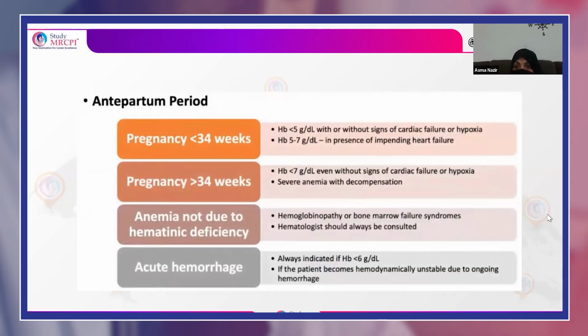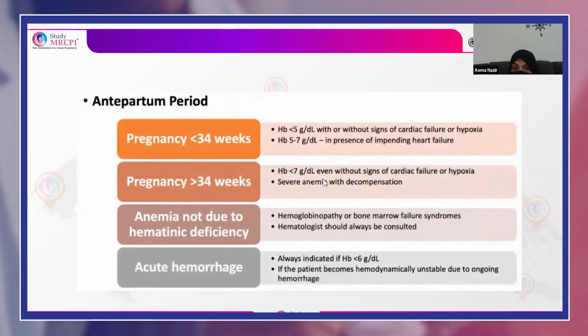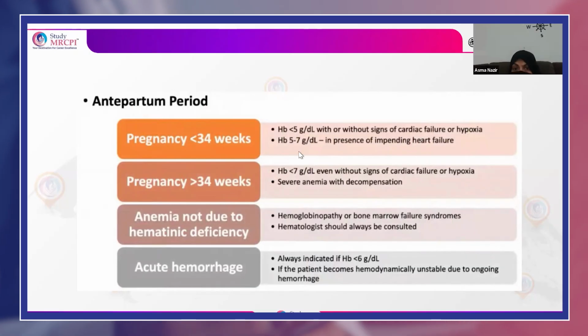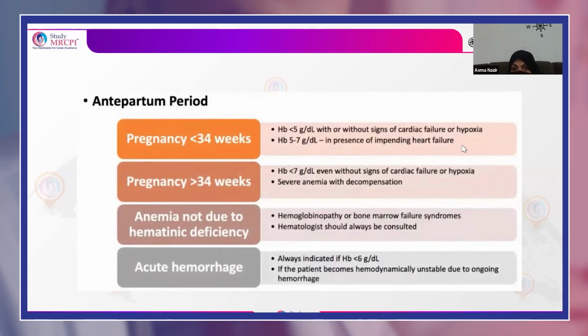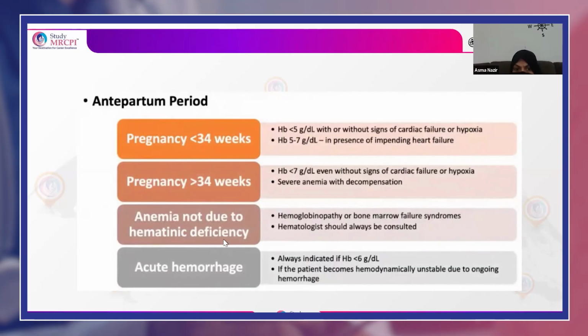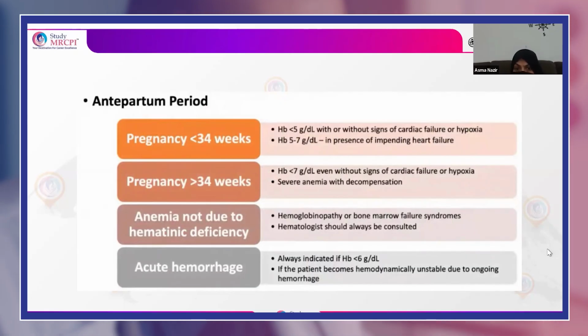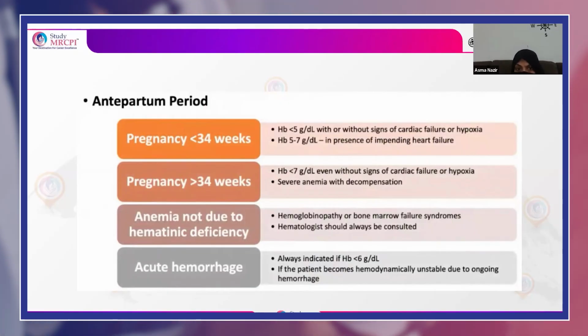And these are some important slides to go through regarding the patient management, that in pregnancy at less than 34 weeks, what we have to do if hemoglobin is less than 5 with or without signs of cardiac failure, and when we have to consider blood transfusion in the patients. You can go through these slides. These are very important for the exam preparation.